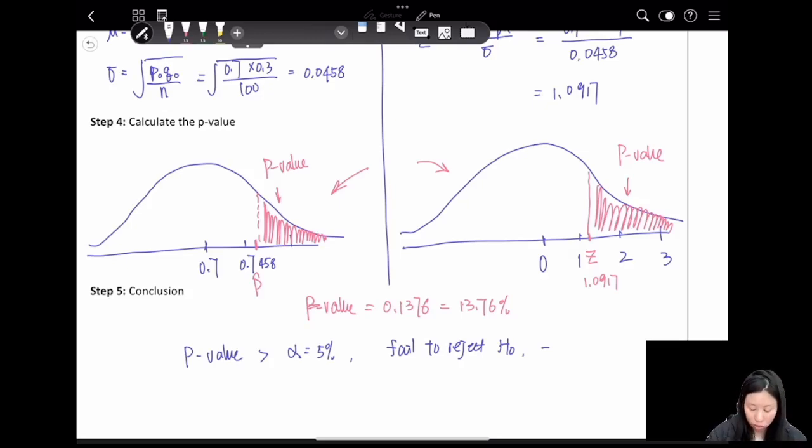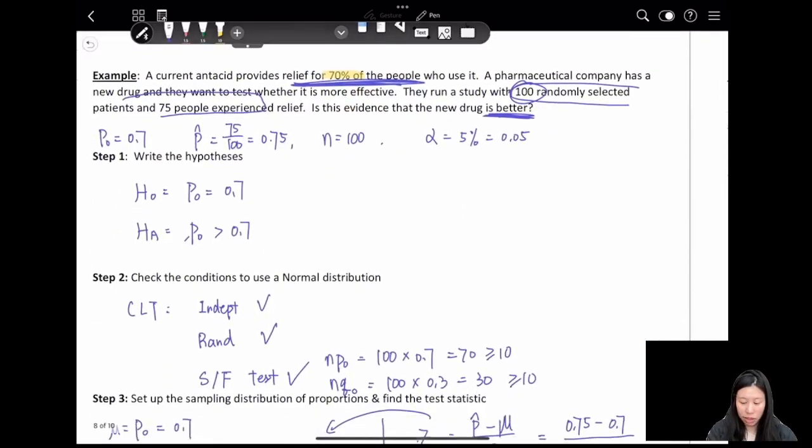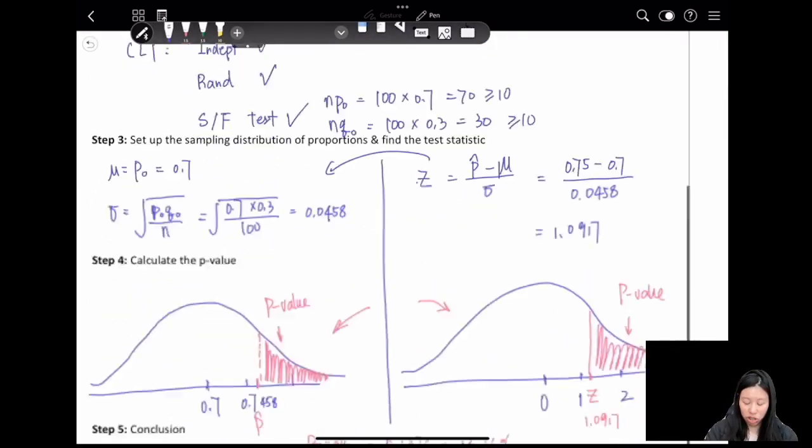So now this is how we're going to write it. We fail to reject the null hypothesis with a p-value of 13.76%, and there is not enough evidence for our alternative hypothesis, which is something that we're trying to prove. That's our null hypothesis, alternative hypothesis: the new drug is better.